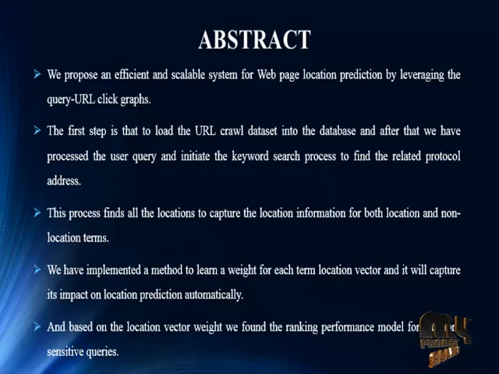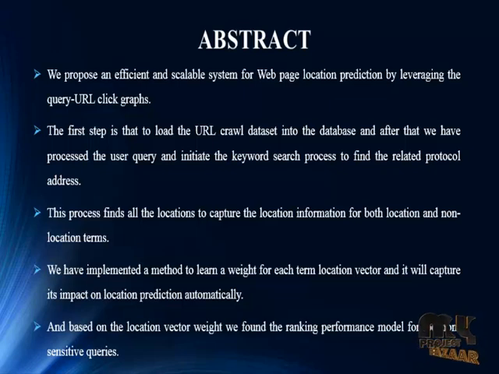The first step is to load the URL crawl dataset in the database, and after that we process the user query and initiate the keyword search process to find the related protocol address. This process finds all the locations to capture the location information for both location and non-location terms. And we have implemented a method to learn a weight for each location term vector, and it will capture its impact on location prediction automatically.